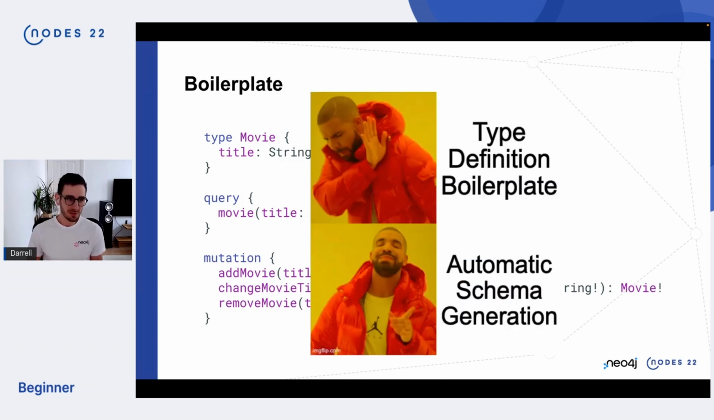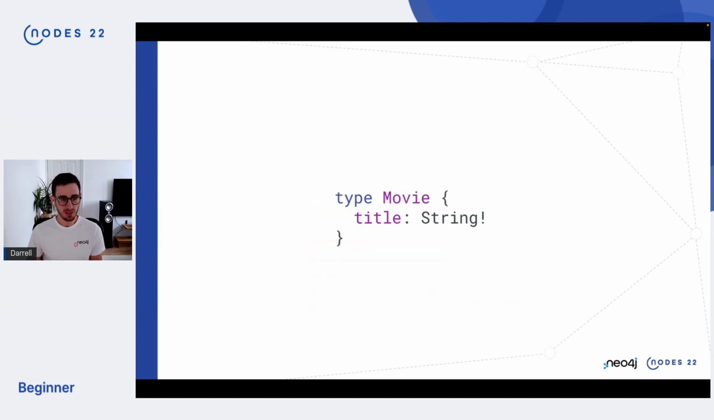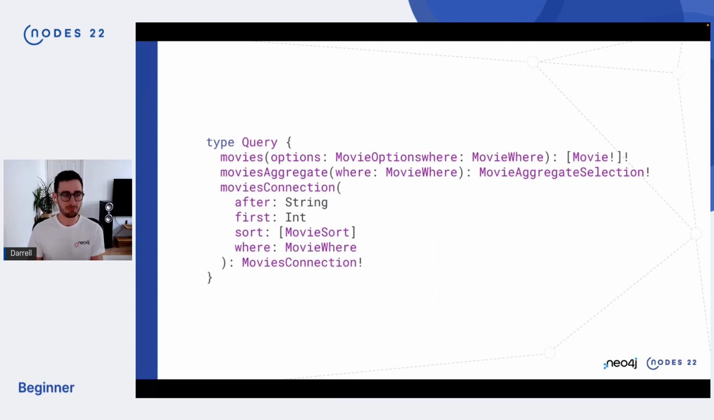So we think there's a better way. We think type definition boilerplate is not the way forward here, and automatic schema generation is what we should be aiming for. With those simple types, type movie, title, string, you will just get a bunch of automatic things generated. You'll get 3 queries for that particular type, which allows you to query movies, and will generate all of the options for sorting, pagination, filtering. You can get all of that back. That's all generated for you.